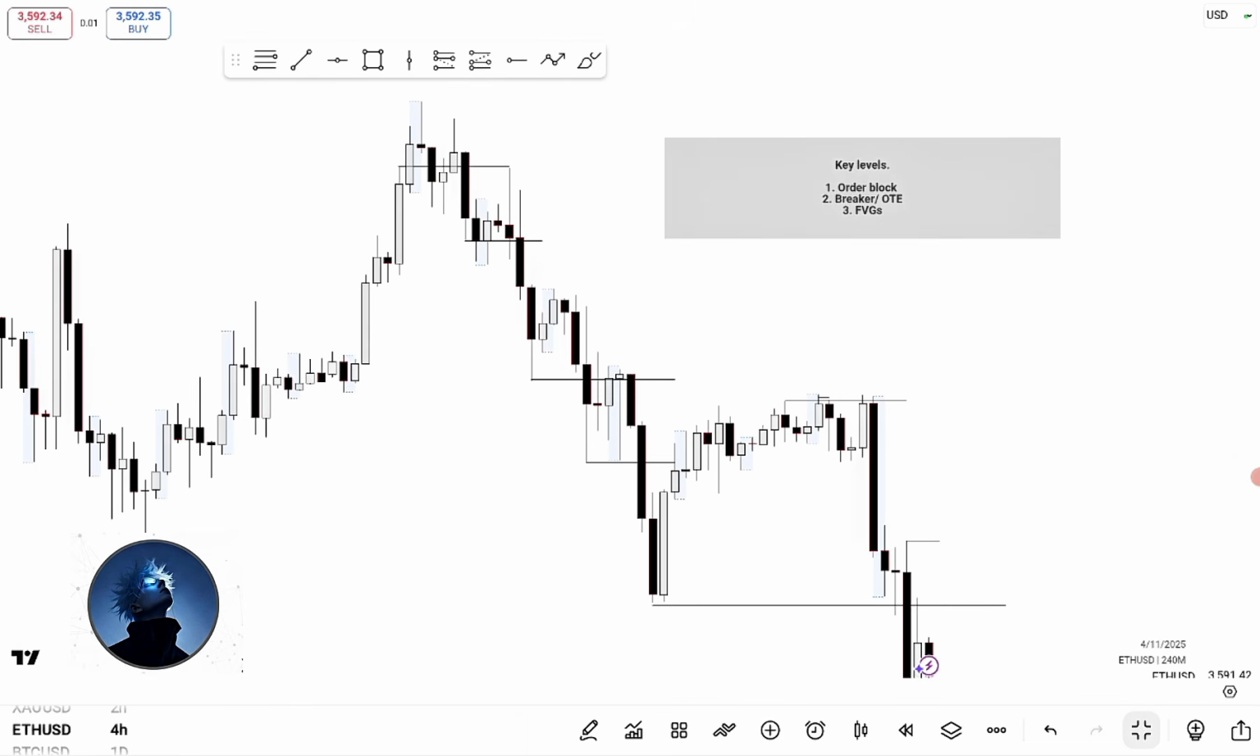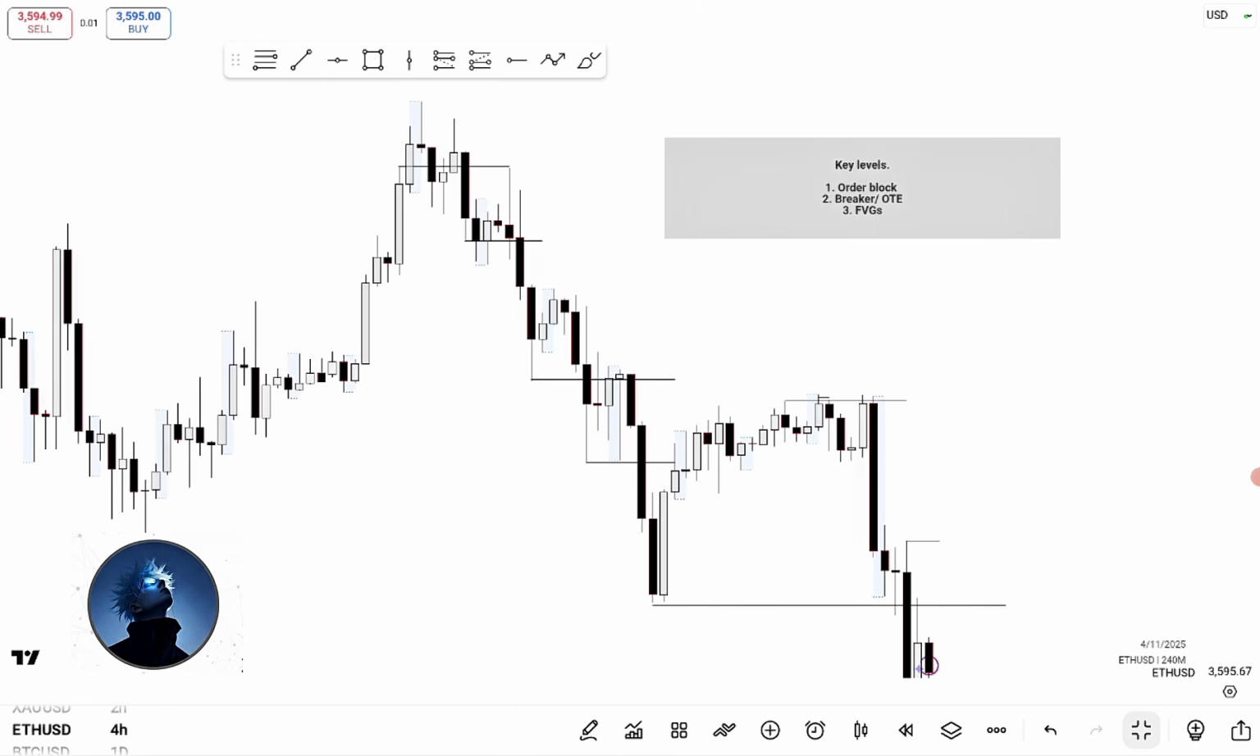If an FVG has been raided multiple times, the potency of that FVG holding becomes slim. If an order block has been raided multiple times, the potency of that order block holding becomes slim. So I recommend, nonetheless, you cannot pattern it. You're going to miss a whole lot of trades. So I recommend that you pay attention to your order block, your breaker block, your OTEs, your FVGs, to make sure that they are unmitigated.